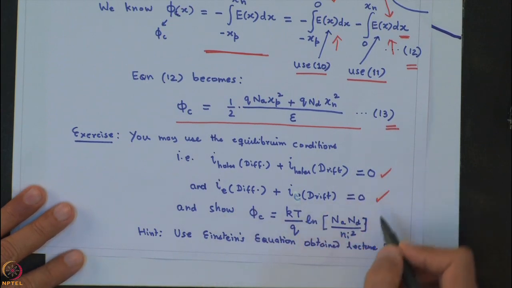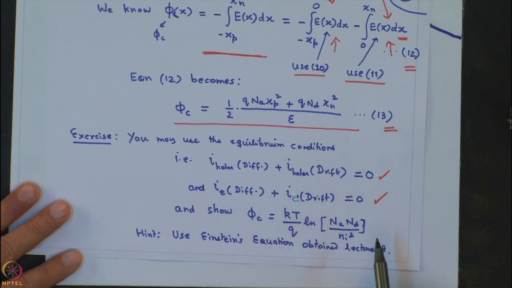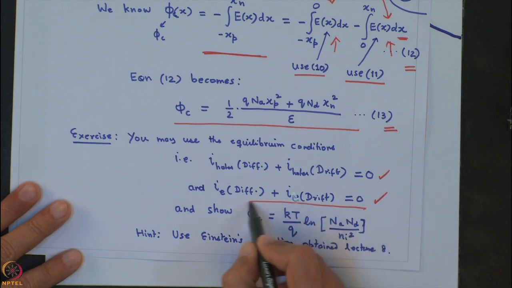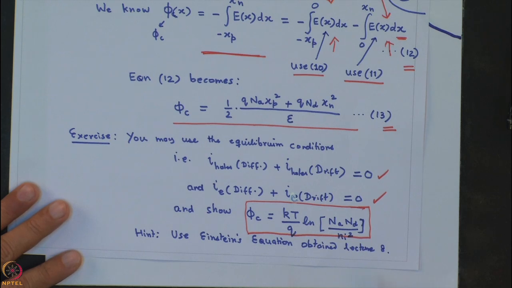So, you can see these two expressions, and once you fill in the values and equate them to 0, you can show a standard expression that we get for the contact potential phi c. You may use the Einstein equation obtained earlier in this lecture.